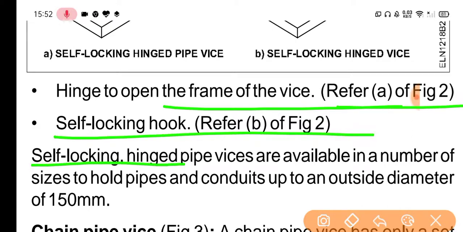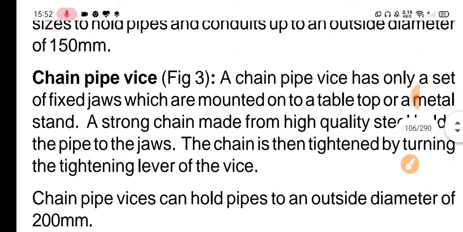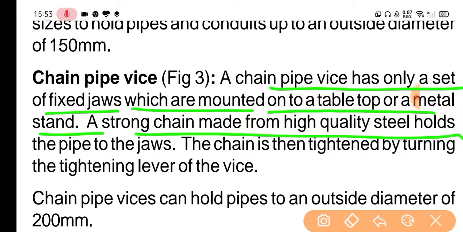Self-locking hinged pipe vises are available in a number of sizes to hold pipe and conduit up to an outside diameter of 150 mm. A chain pipe vise has only a set of fixed jaws which are mounted on a tabletop metal stand. A strong chain made from high quality steel holds the pipe to the jaw.